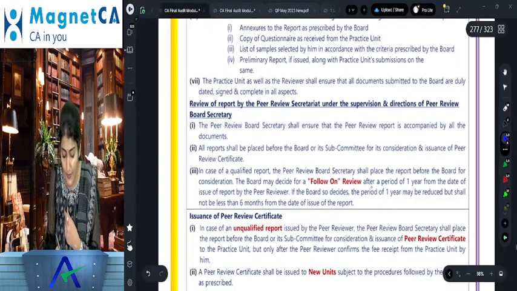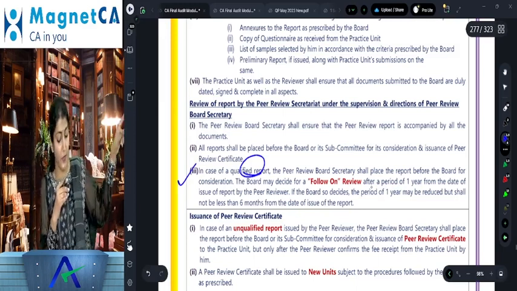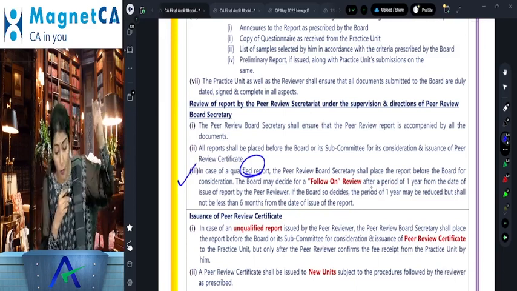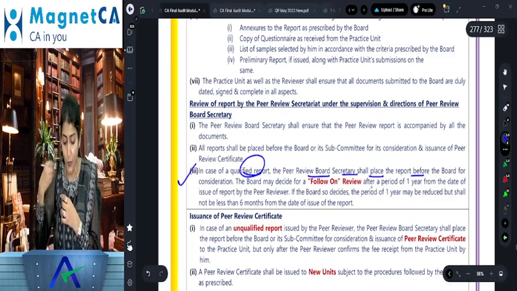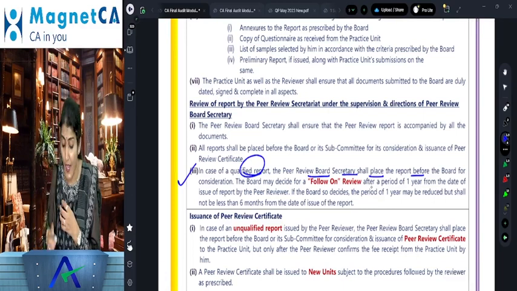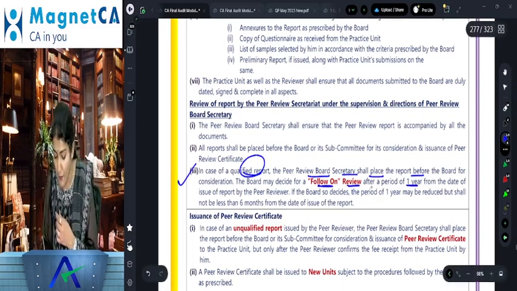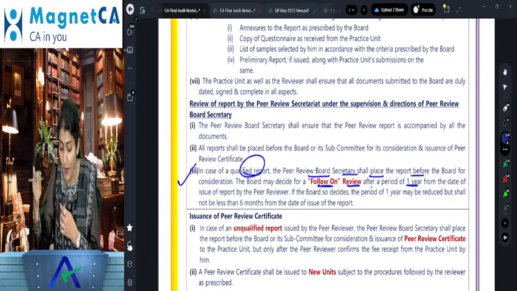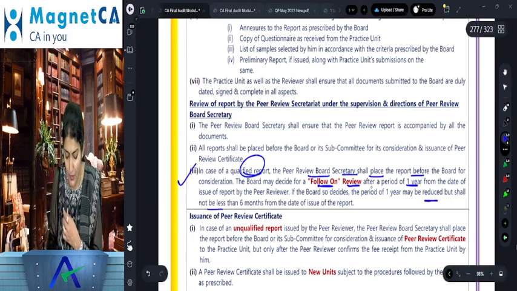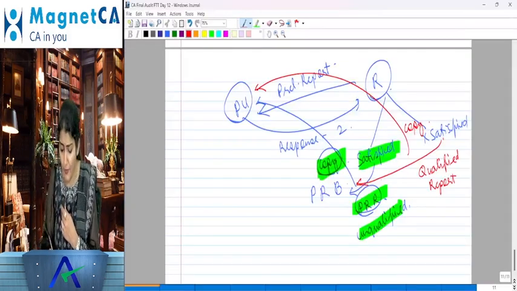Now what does it say in case of a qualified report? Are you seeing? I am reading point number 3. In case of the qualified report, the peer review board secretary shall place the report before the board for consideration, and the board may decide for a follow-on review after a period of 1 year from the date of issue of the report by the reviewer, and this period may be reduced but not less than 6 months. Right? So in case of a qualified report, what does it say?